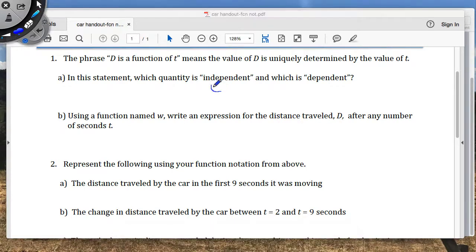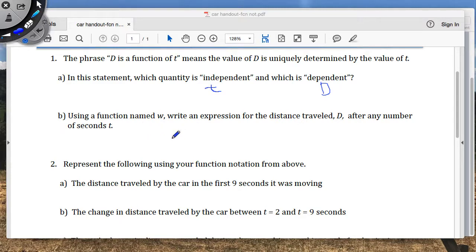It's our time quantity, T, that's independent or determines the other, which the other variable symbol is D, distance. So the quantities are really talking about the amount of time and the amount of distance traveled, but variable-wise, just to say this briefly, T is the independent variable, D is the dependent variable.